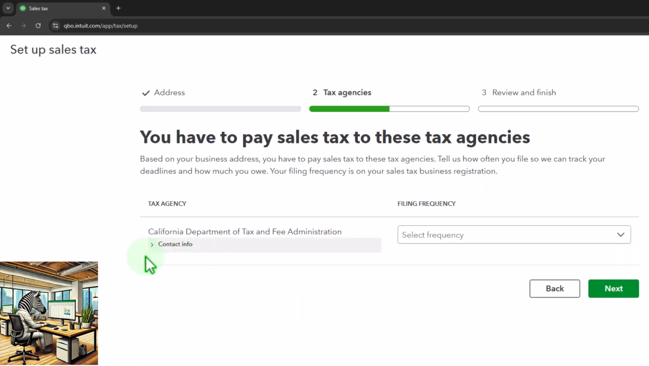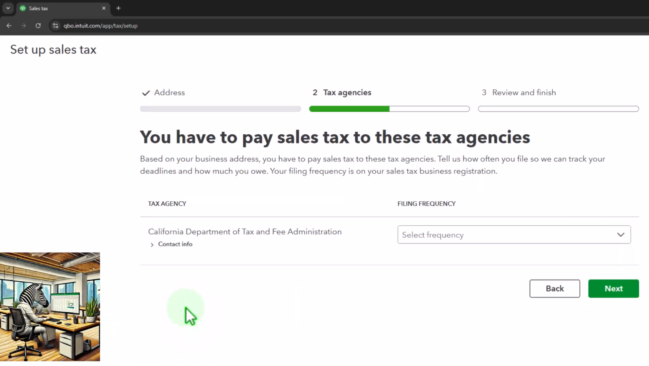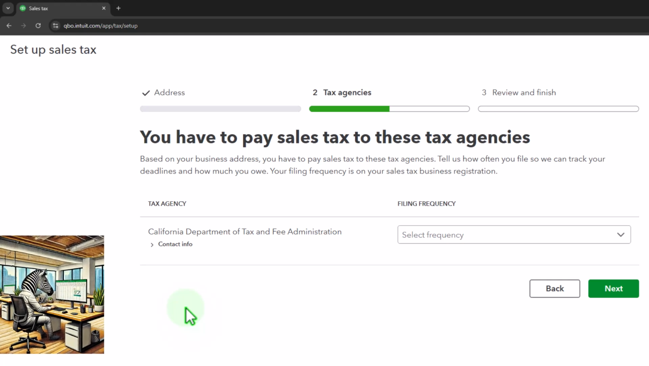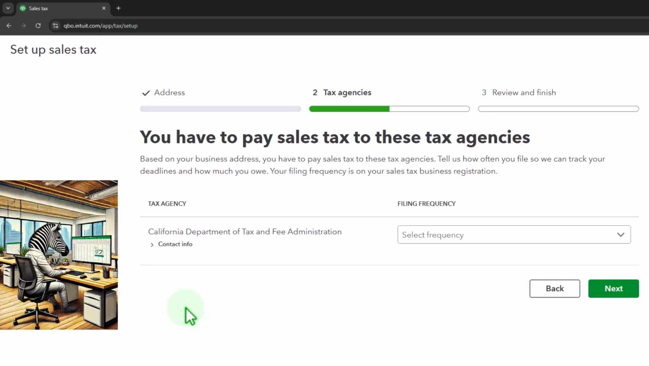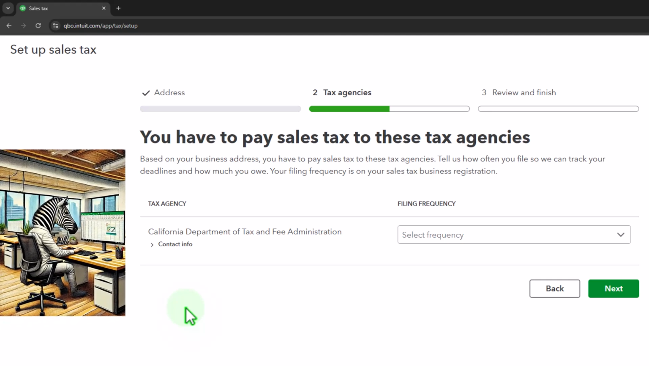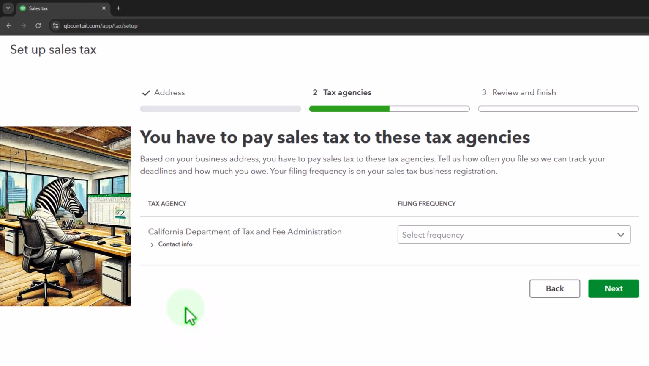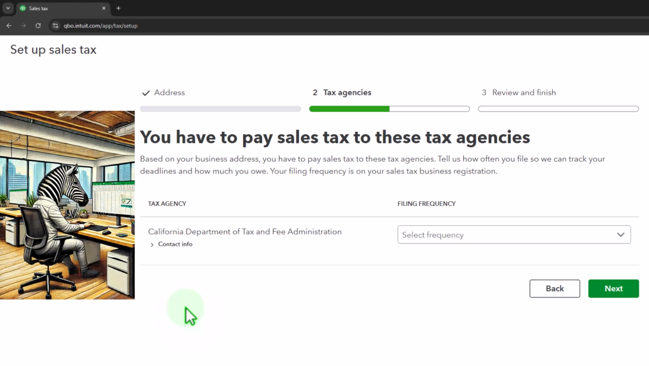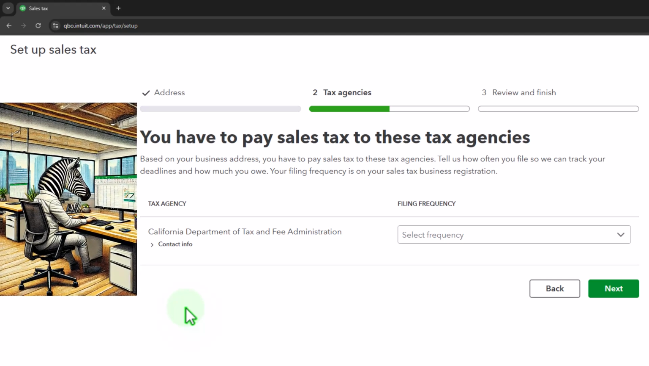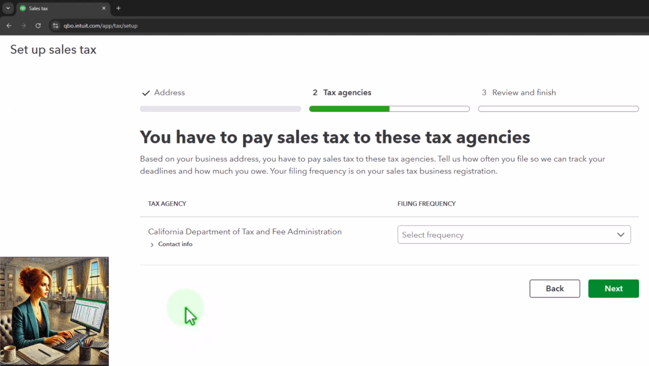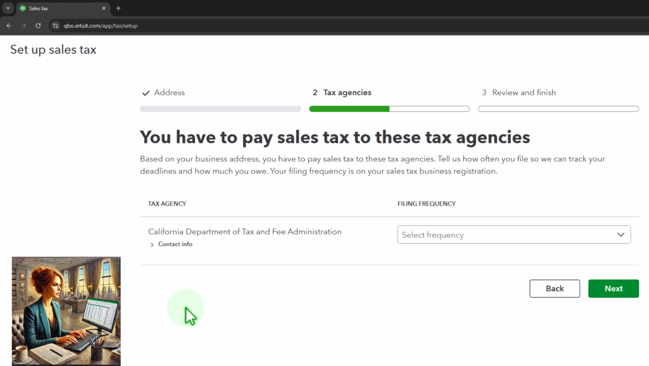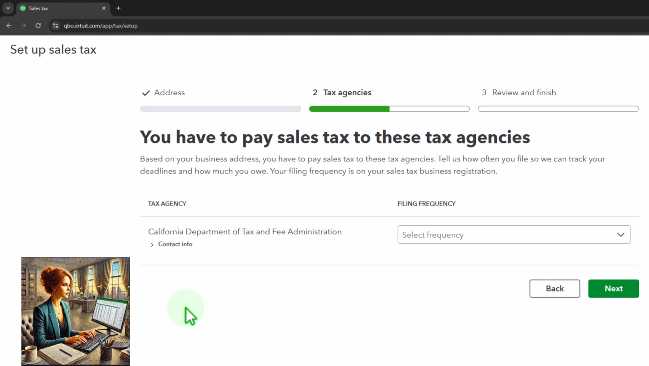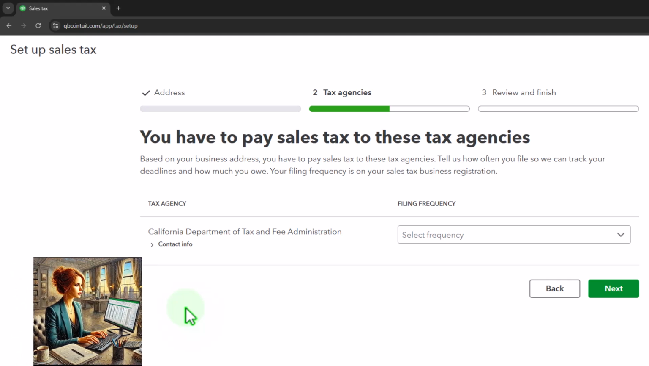We're going to say this is the tax agencies. So you have to pay sales tax to these tax agencies. Based on your business address, you have to pay sales tax to these tax agencies. So it's going to help us and actually tell us which tax agencies we are subject to sales tax for based on the location. This is great and something that QuickBooks didn't used to be able to do as easily, because you can imagine that it is easier to deal with federal laws because they're universal across the United States, whereas the state laws are not.